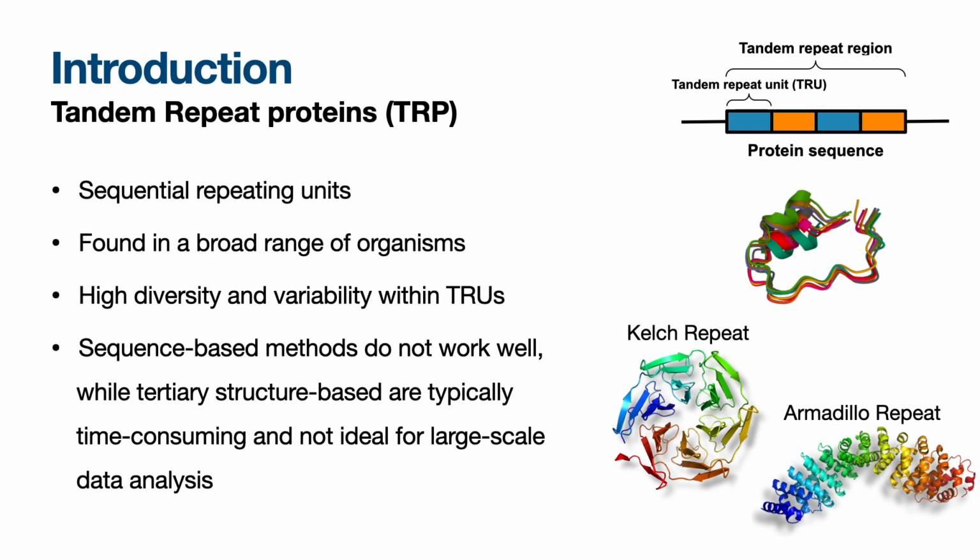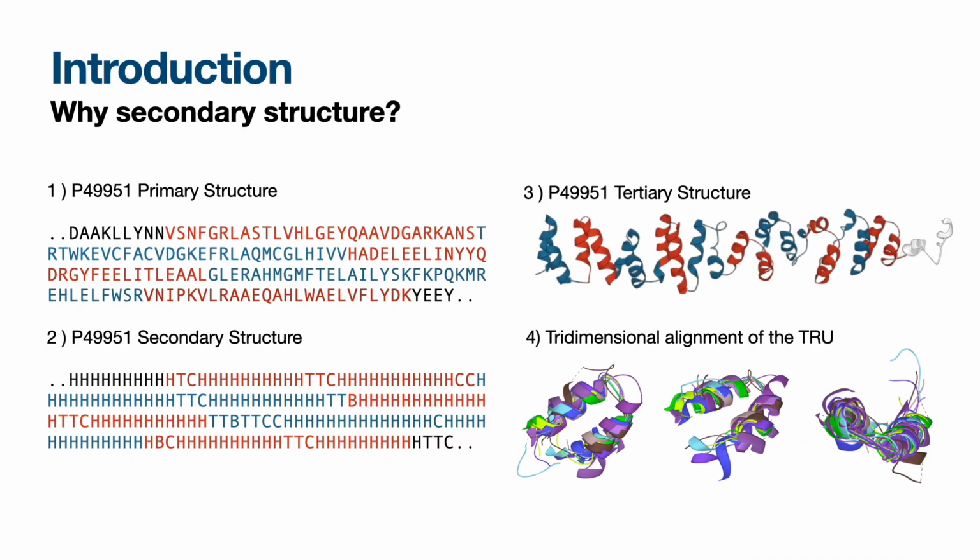Despite their biological relevance, identifying TRP is a significant challenge due to the high sequence variability within TRUs. This complicates traditional sequence-based detection methods. Additionally, while tertiary structure-based methods can provide valuable insights, they are typically time-consuming and not ideal for large-scale data analysis. In response to this challenge, we present a novel, efficient method for identifying TRP based on secondary structure.